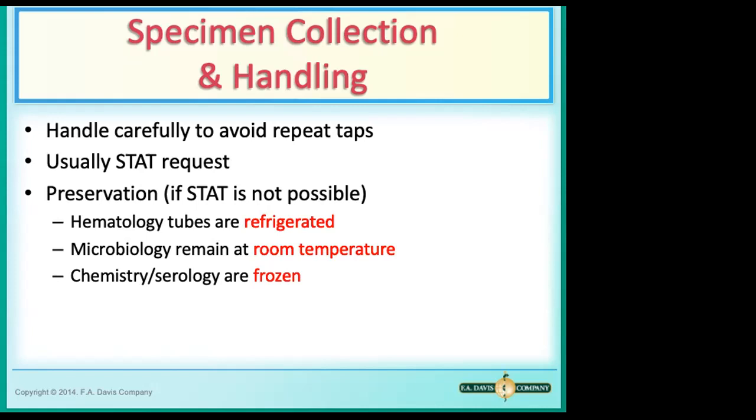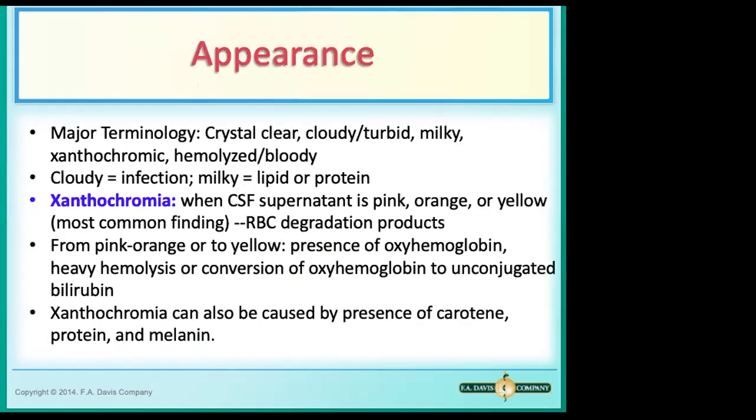All right, so what do we do when we analyze these? The first thing we're going to do is take a look at the appearance of your fluid, okay, your CSF. So visually, we're going to take a look at these. The initial appearance of normal CSF should be crystal clear, okay? If it is not, then that can be an indication of something that's going on within the CSF.